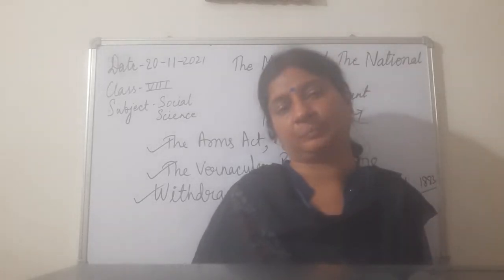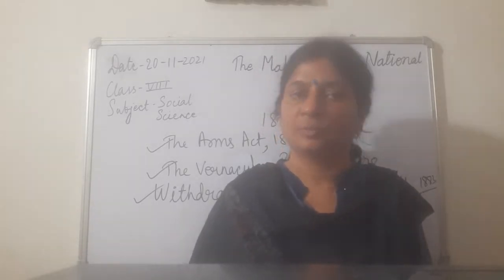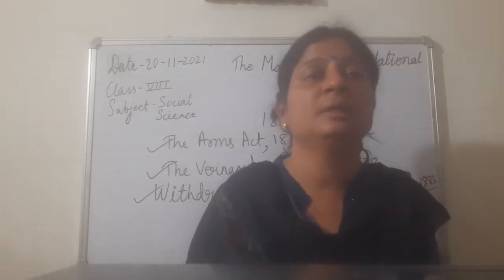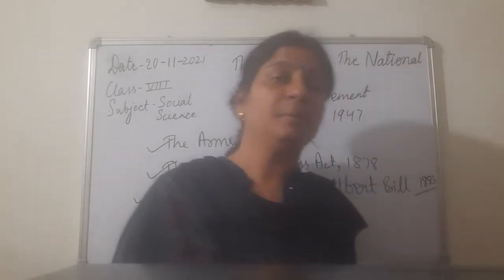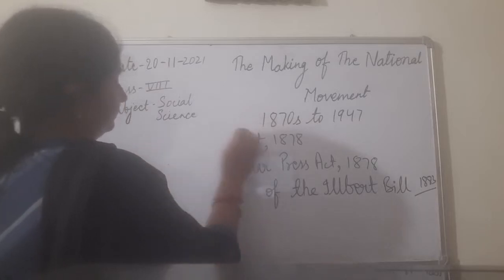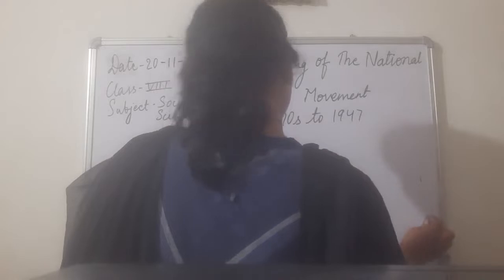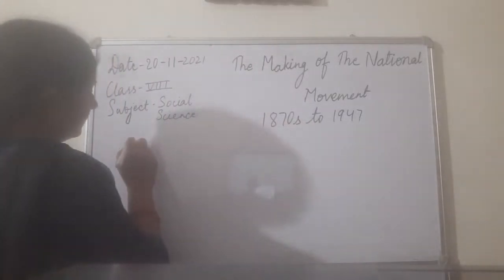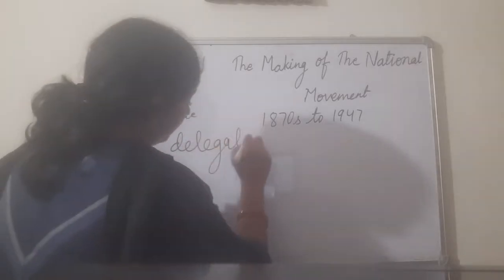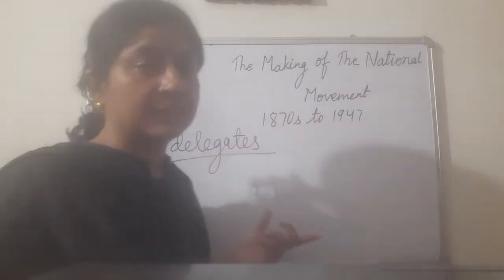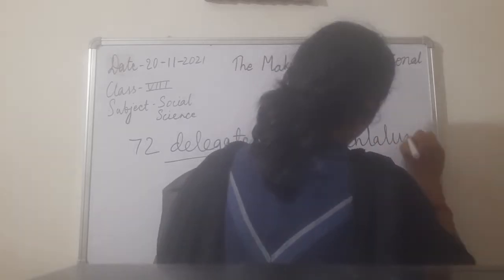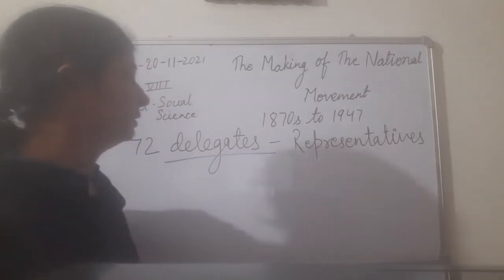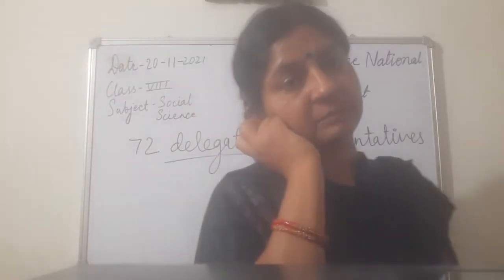And this requirement was fulfilled by the formation of the Indian National Congress in December 1885, when 72 delegates from all over the country met at Bombay. Delegates, what is this term? Delegate means representatives, we can say.